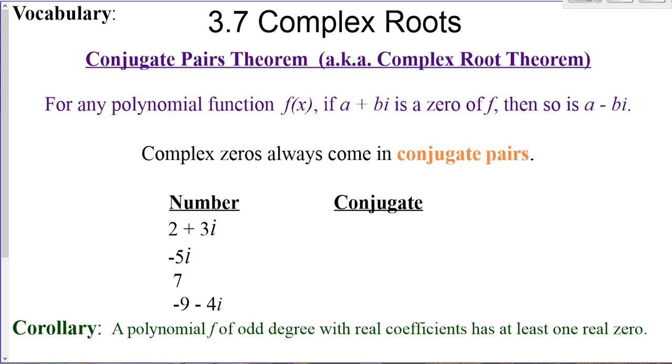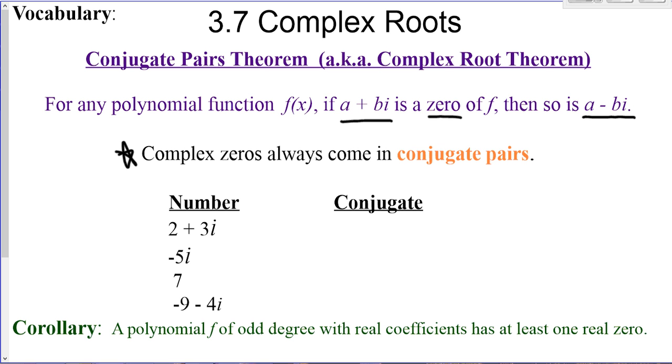All right, mathletes, here we go, 3.7, complex roots. With complex roots, we need to talk about the conjugate pair theorem, also known as the complex root theorem. For any polynomial function f of x that has a complex root a plus bi, then so is a minus bi, its conjugate. Complex zeros always come in conjugate pairs.